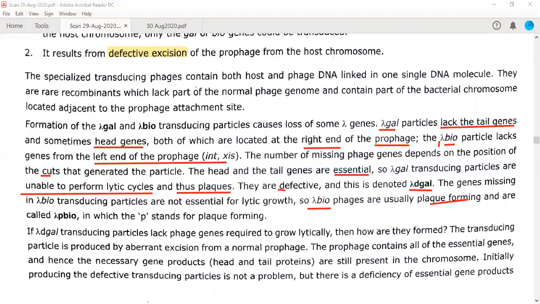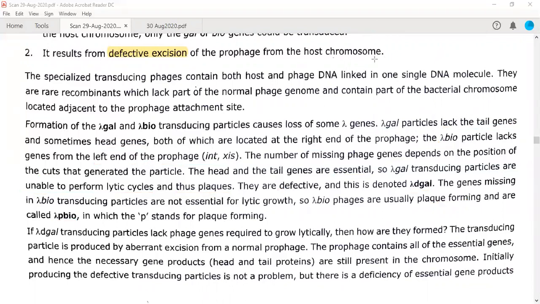This is the second case. In case of the biotin synthesizing genes, the phage particles are plaque forming. They can lyse the cells and therefore they can make the plaques. So first of all, we call them lambda bio, but we are putting P here because P is for plaque forming and D is for defective, right? So P stands for plaque forming, D stands for defective. So there are two terms we have learned from this text.